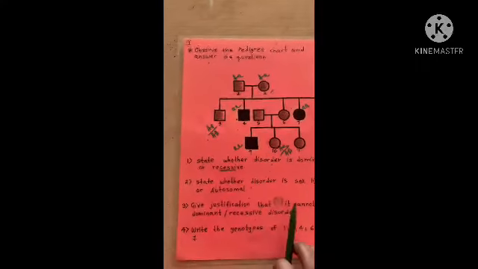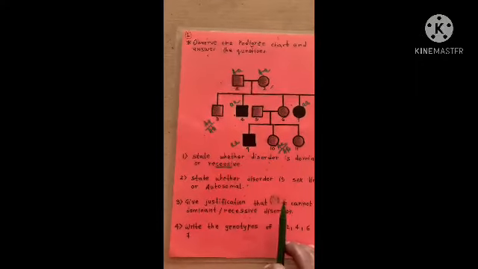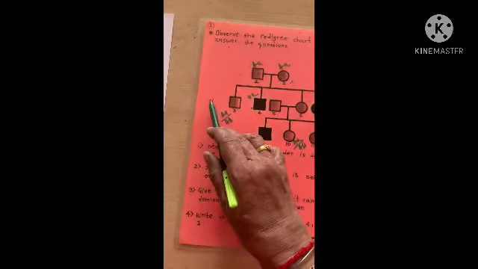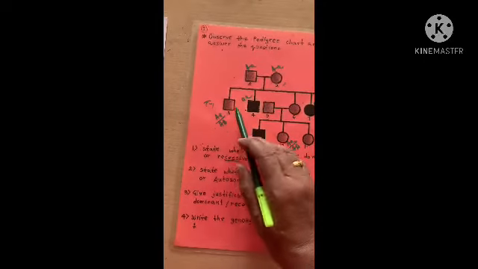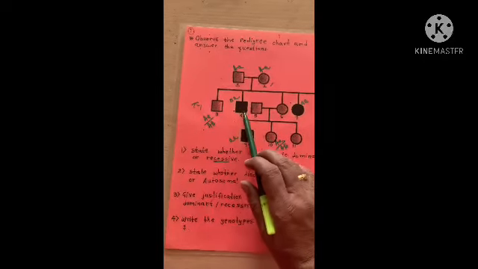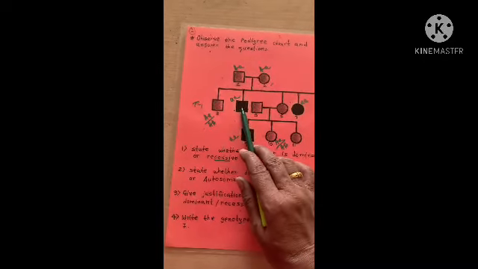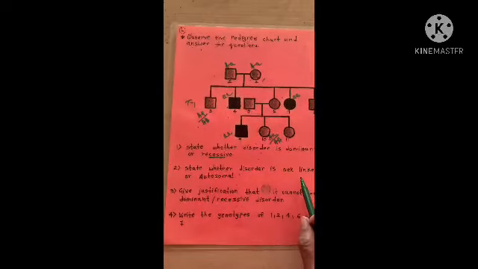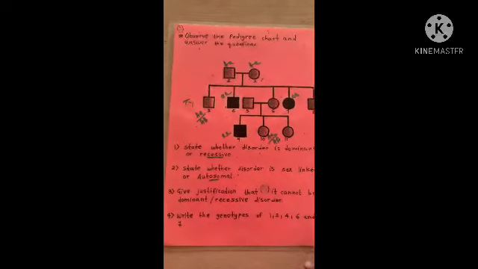Then state whether the disorder is sex linked or autosomal. So the answer to that one, if you see the F1 generation, this is the first generation, F1 generation, this is the first progeny, second progeny, third progeny, fourth and fifth. So if you see this one, the male has got the disorder and the female also got the disorder. So what conclusion can be derived? That it is an autosomal disorder.